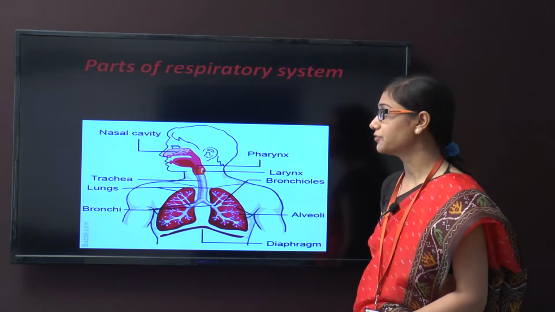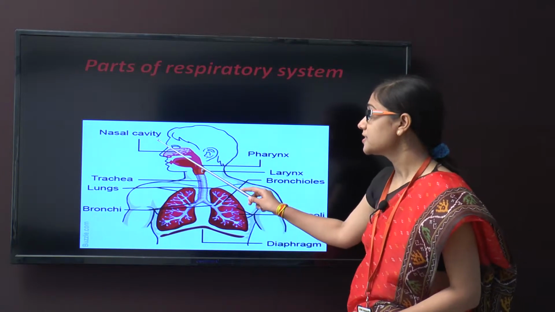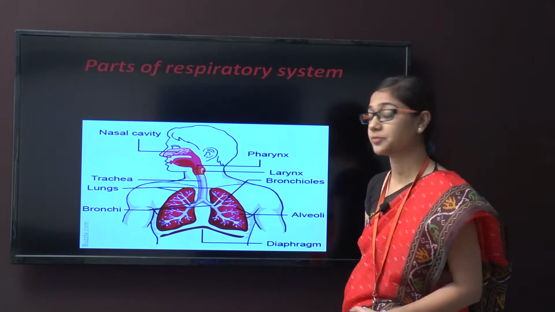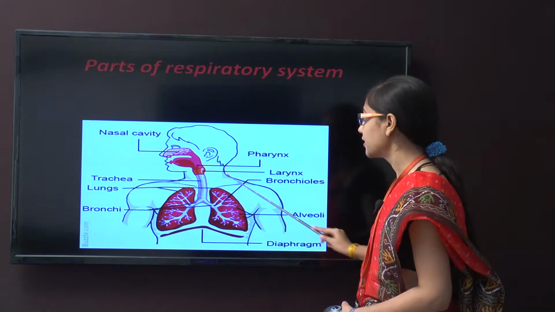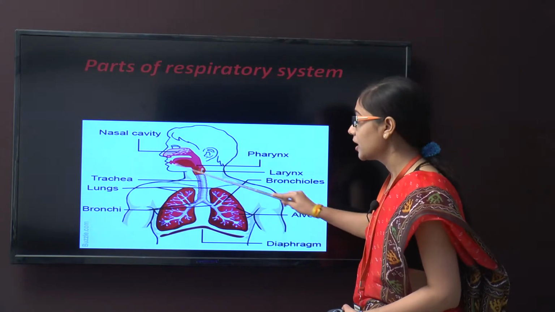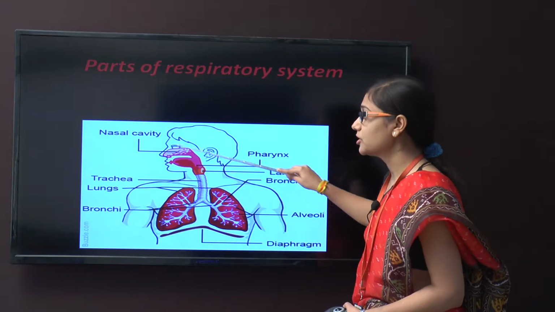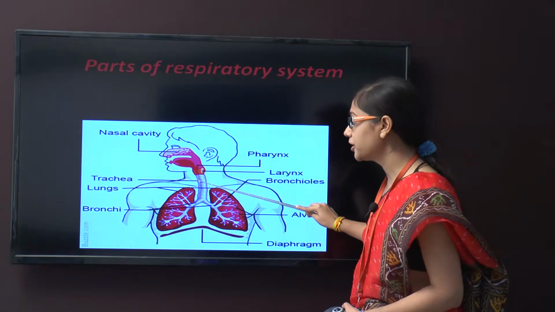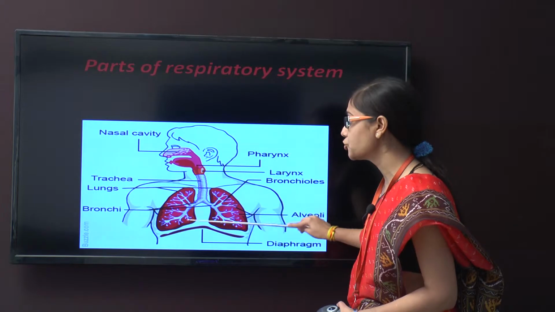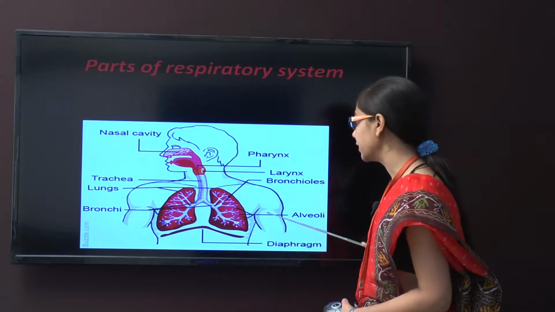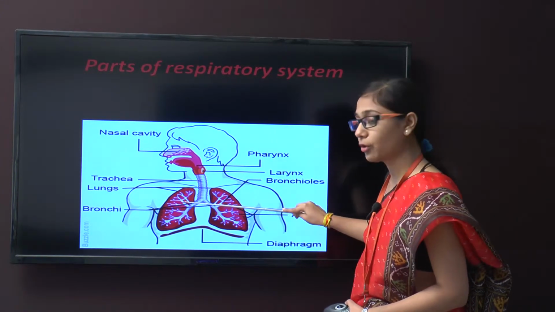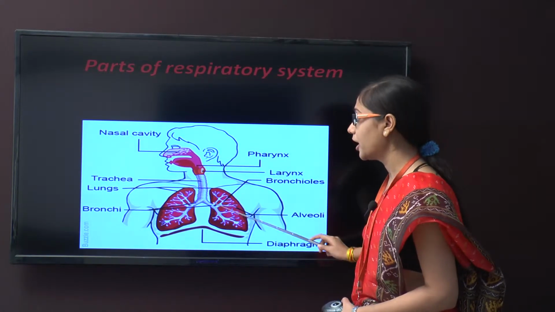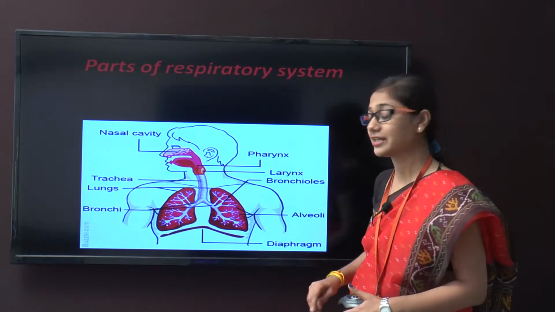These are the parts of the respiratory organs. This is the nasal cavity, the first part of the respiratory system. This is the pharynx, this is the larynx. From the nasal cavity comes the trachea, and the trachea is divided into two parts, that is bronchi, and the bronchi are divided into more parts, that is bronchioles, and bronchioles end at the alveoli.